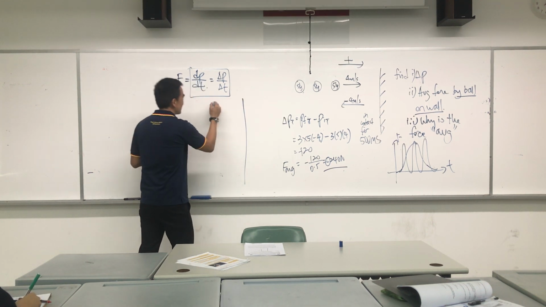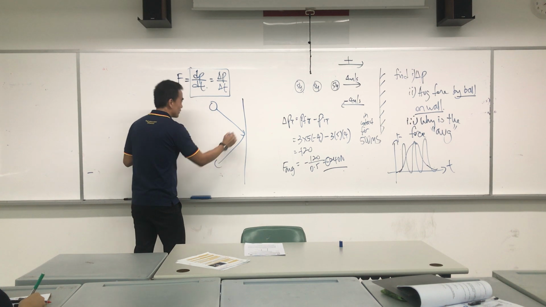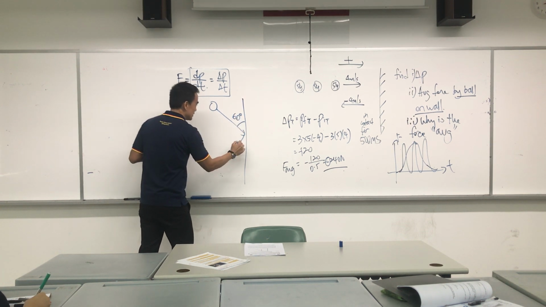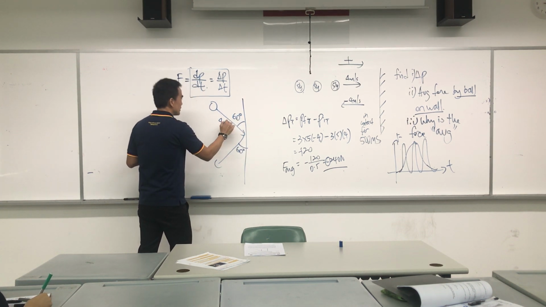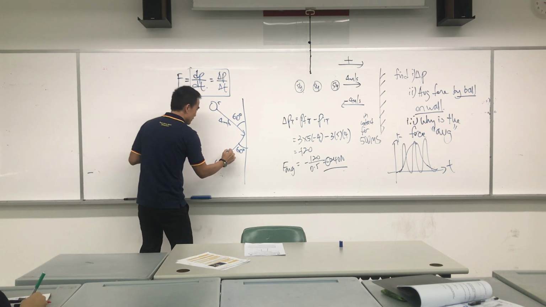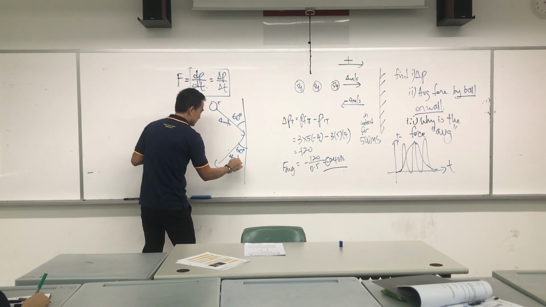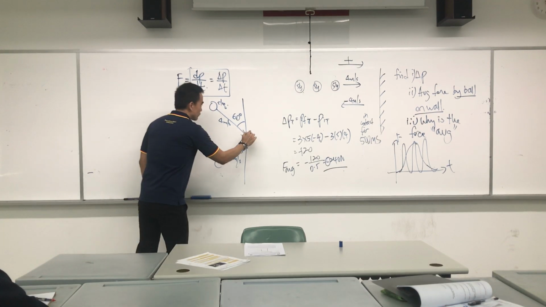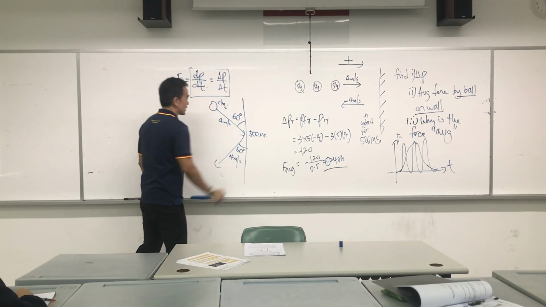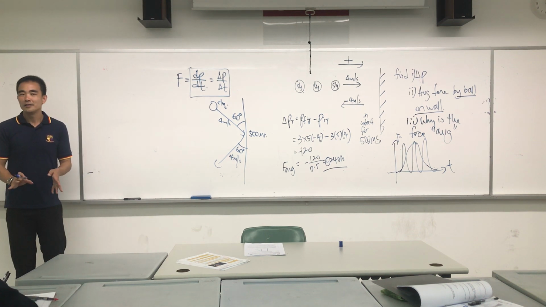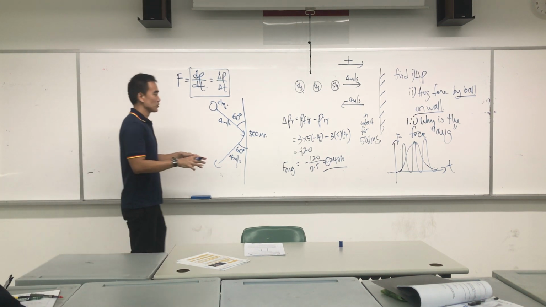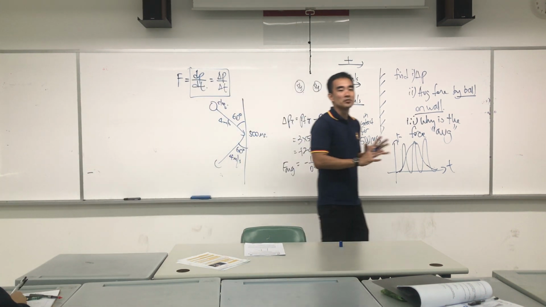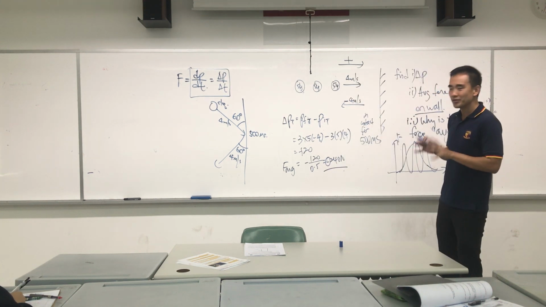So now you have an angled ball. 60 degrees and 60 degrees, 4 meters per second, and 4 meters per second. The ball is 5 kg, in contact with the wall for 500 milliseconds. How do you find the average force on the ball in this situation?